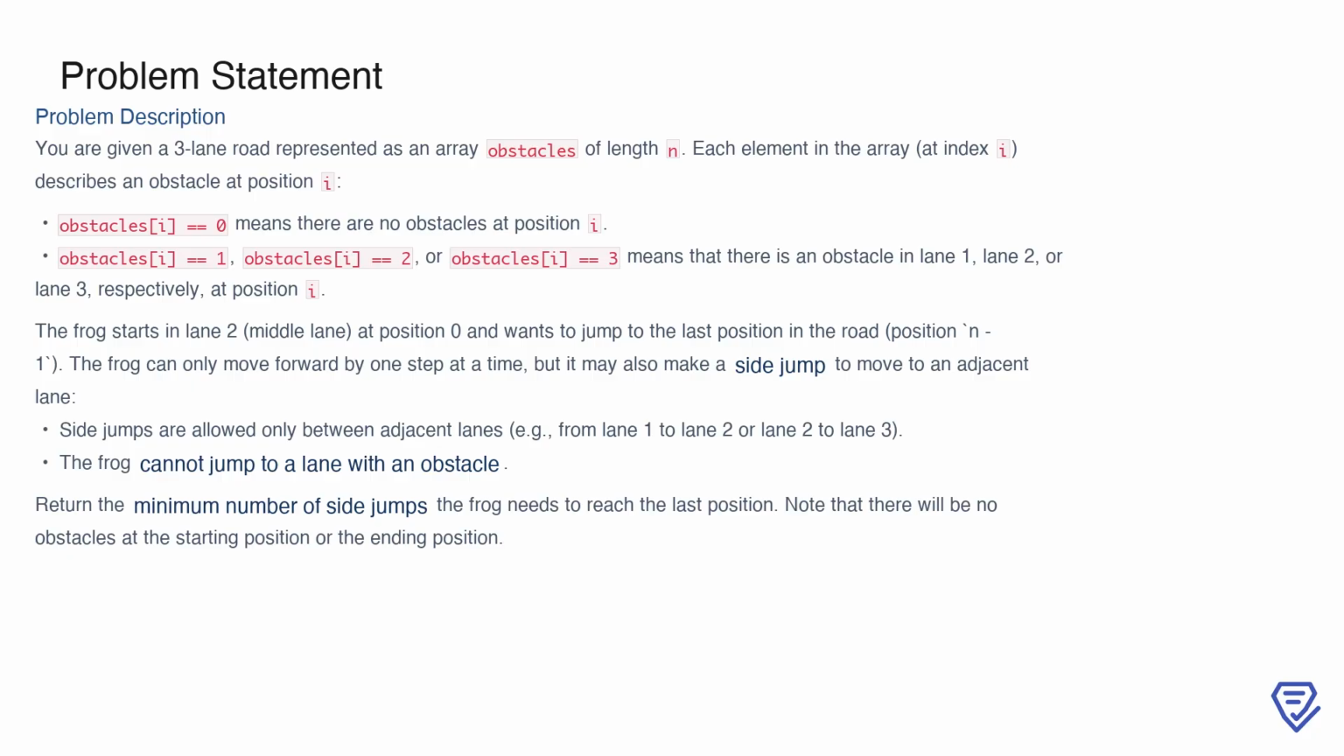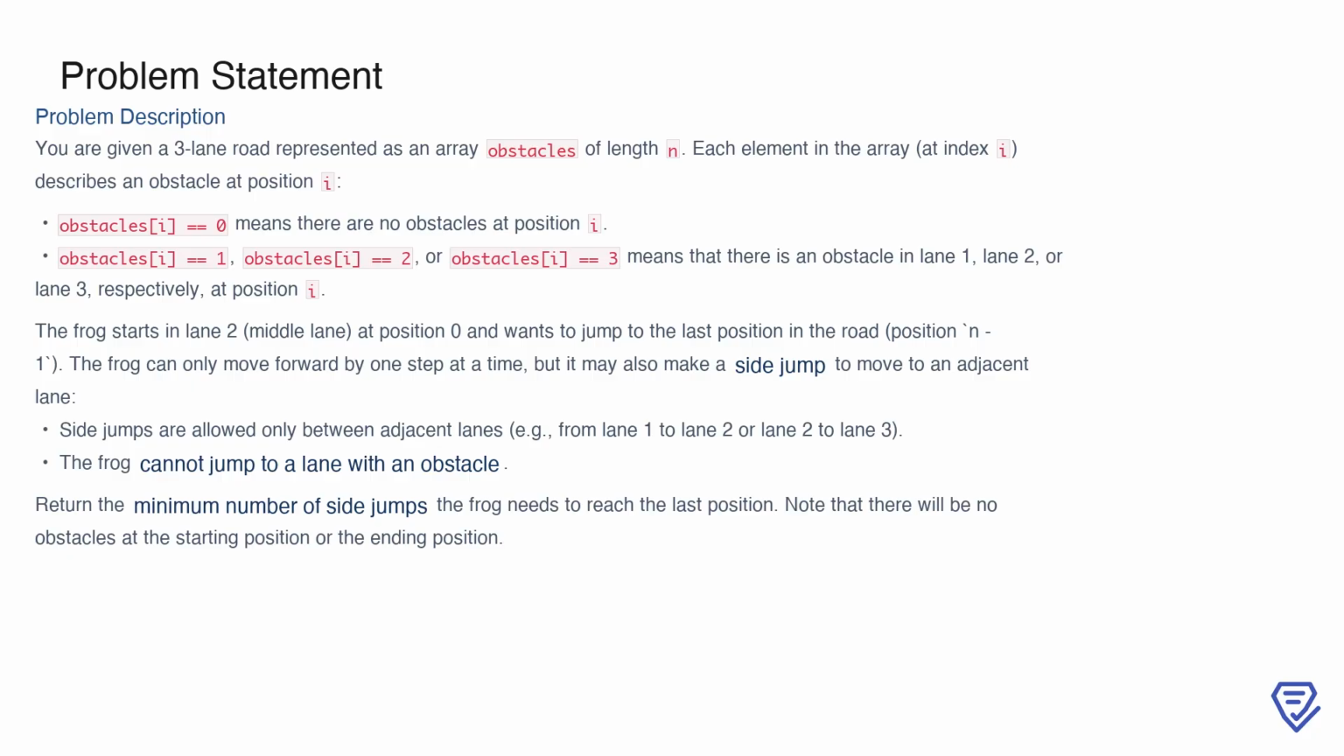The road is represented as an array called obstacles, where each index corresponds to a position on the road. At any given position, the value in the array tells us if there's an obstacle in one of the lanes. If the value is 0, it means there are no obstacles at that position. If the value is 1, 2, or 3, it means there's an obstacle in lane 1, lane 2, or lane 3, respectively.